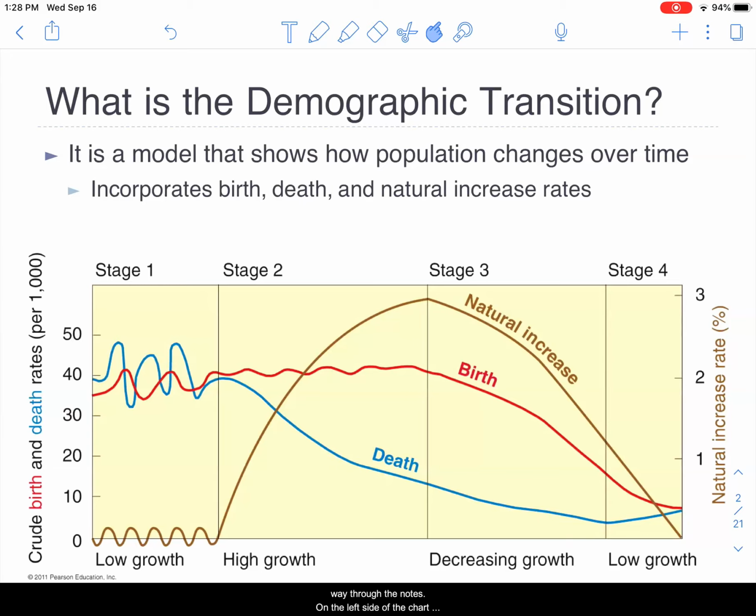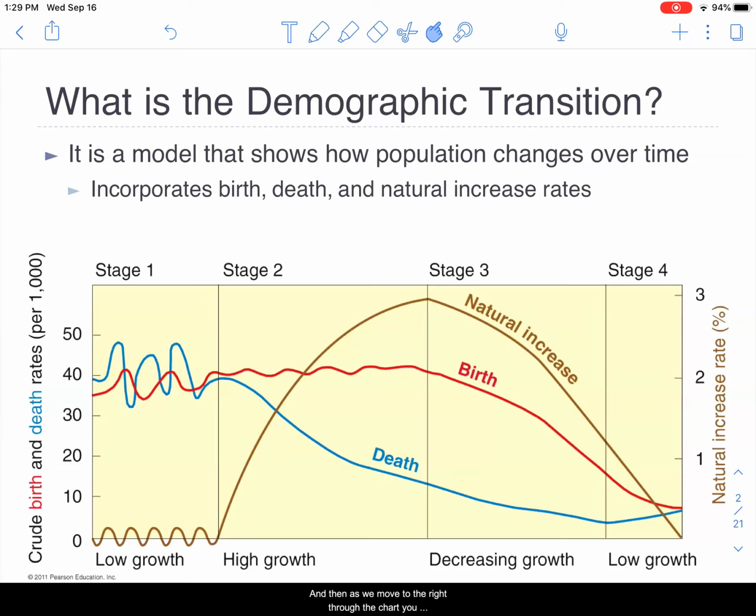On the left side of the chart, you see a scale from 0 to 50, representing how many out of every 1,000 would fit into where that line is located. So the blue line on the chart represents the death rate of a country. In stage 1, you can see the death rate is ranging from anywhere as high as the high 40s and as low as the low 30s. The same can be said for the birth rate, kind of right around 40 or just a little less.